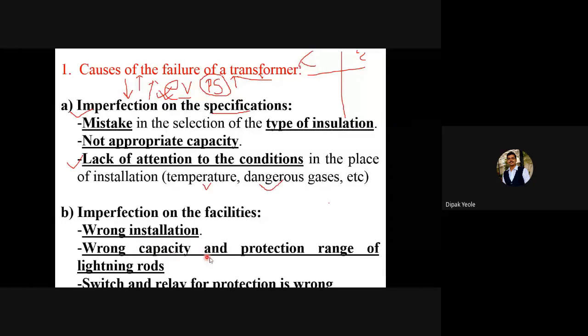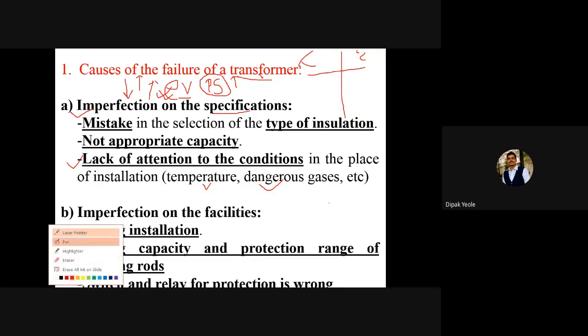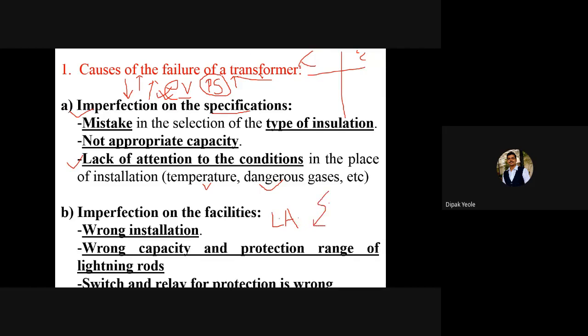Second is the wrong capacity and protection range of lightning rods. I told you the concept of the lightning arrestor, also abbreviated as LA. For protection of the transformer from lightning, we have to use this lightning arrestor. If we choose the wrong capacity of the lightning arrestor, our transformer will fail. The next is wrong selection of the switch and relay of protection. In the same way, if we choose a relay of the wrong specification, then also our transformer is going to fail.